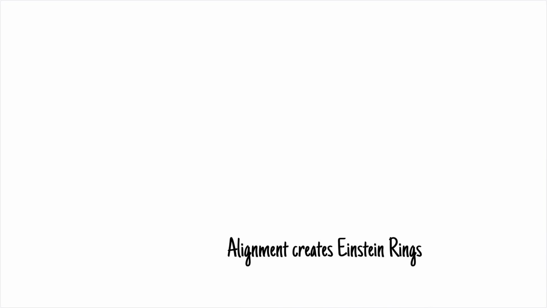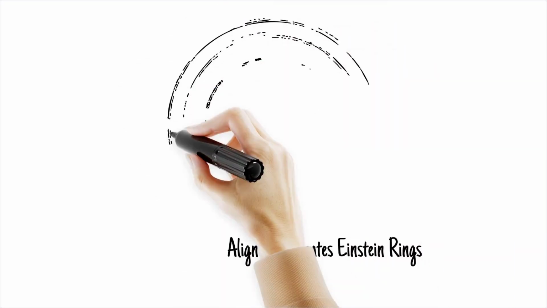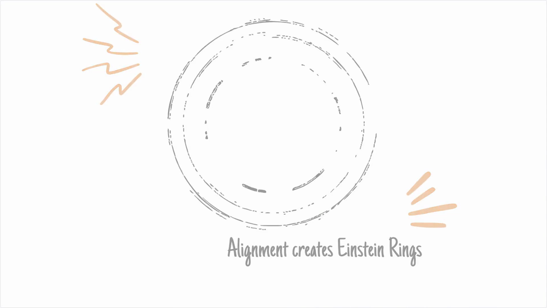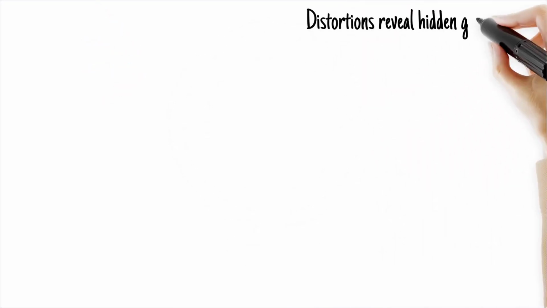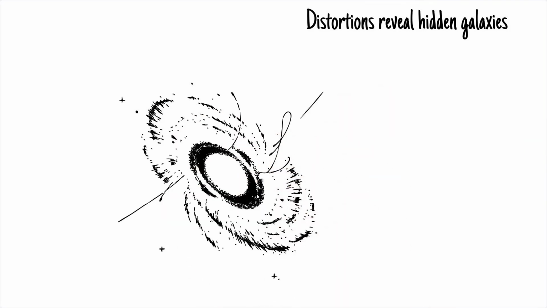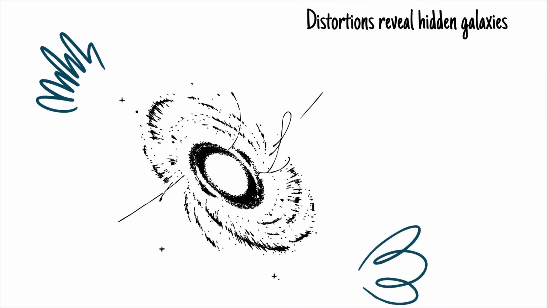When the source, lens, and observer align perfectly, gravitational lensing creates an Einstein ring, a circular halo of light. Partial alignments produce arcs or multiple images of the same background object. These distortions are key to identifying hidden galaxies, as they provide clues about the lensing mass and the properties of the background source.